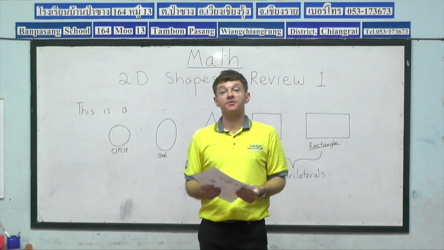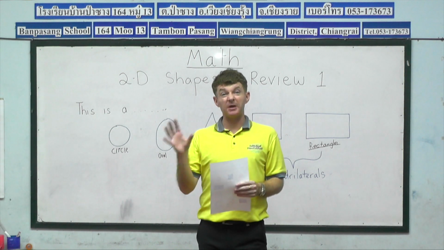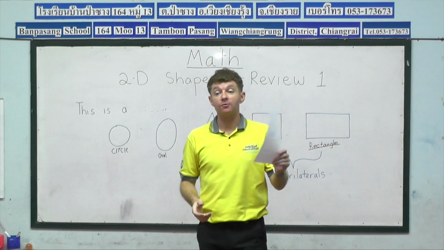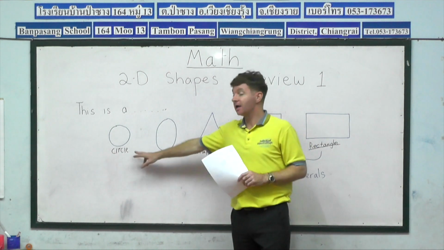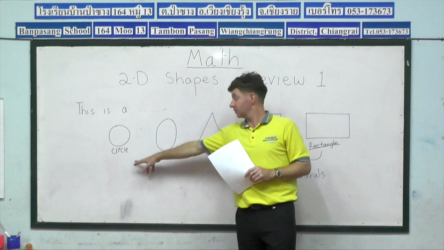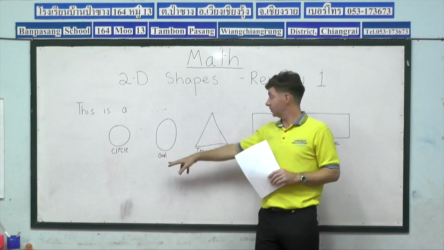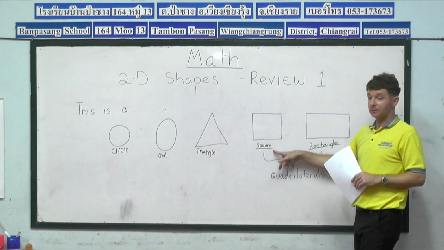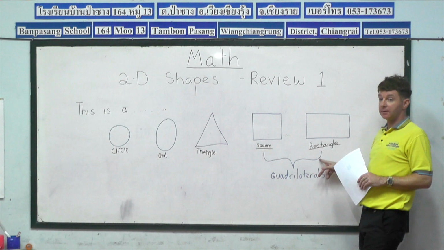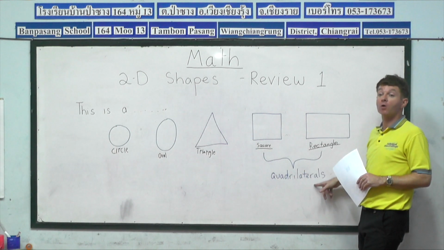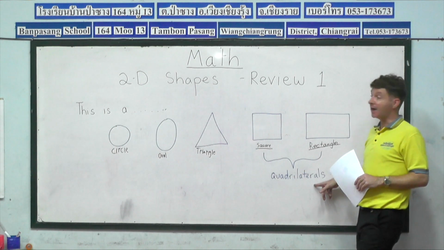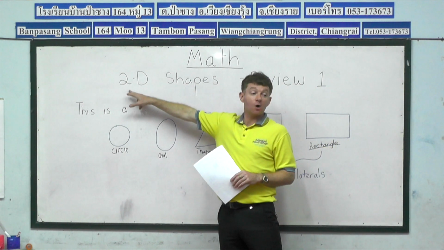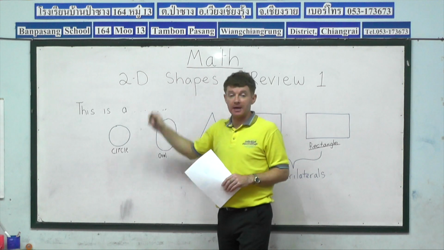And that brings us to the end of today's lesson, which has been a review of the 2D shapes we've learned so far. So one final time, guys. Circle, oval, triangle, square, rectangle, which are quadrilaterals. And these are 2D shapes.